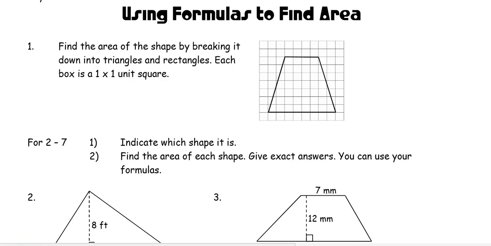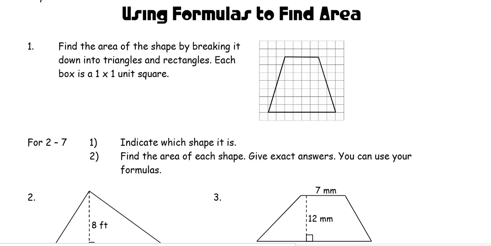Hello, in today's video we are going to be looking at how to find the area of different shapes. We're going to first start by finding the area of our trapezoid, which is on our coordinate grid. Find the area of the shape by breaking it down into triangles and rectangles.